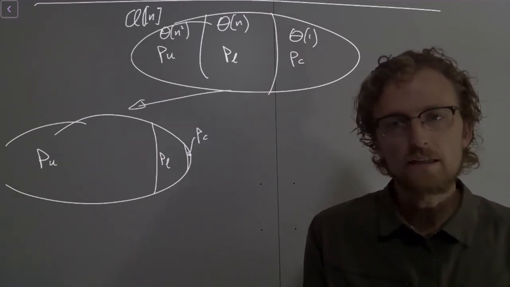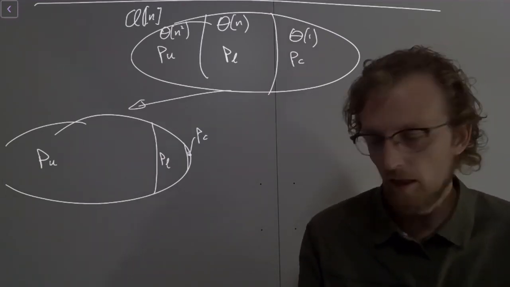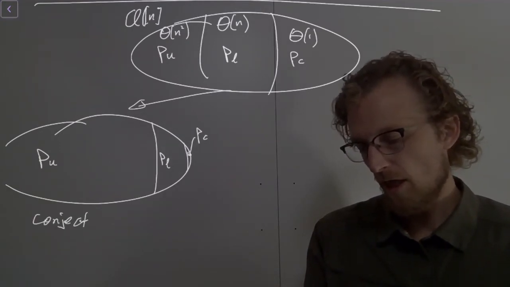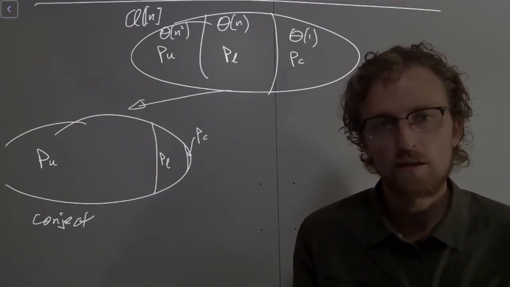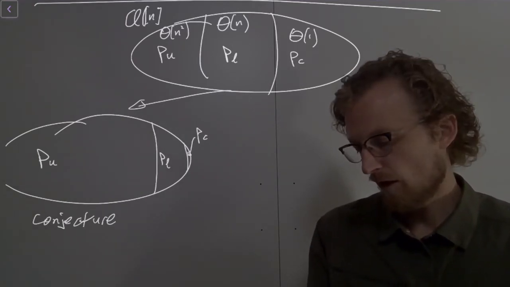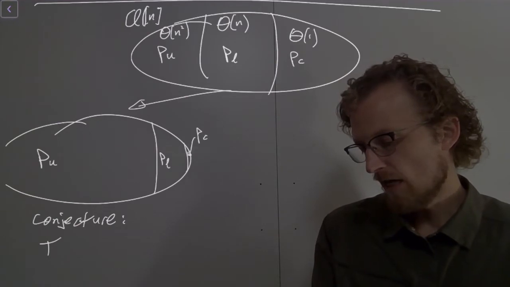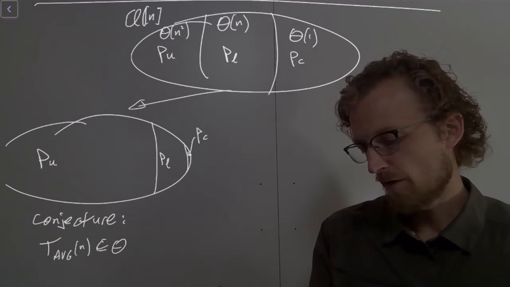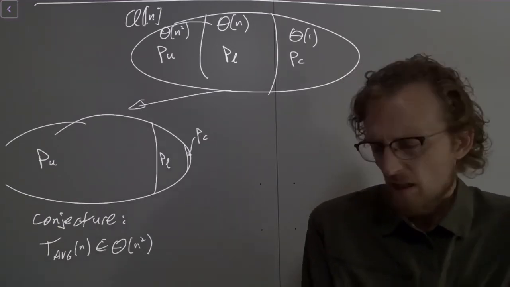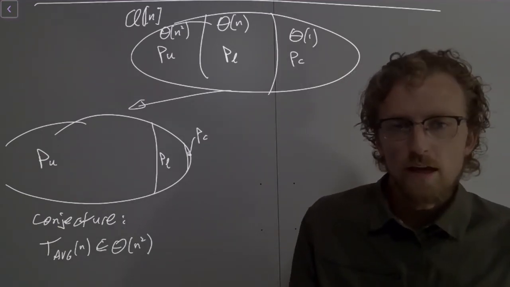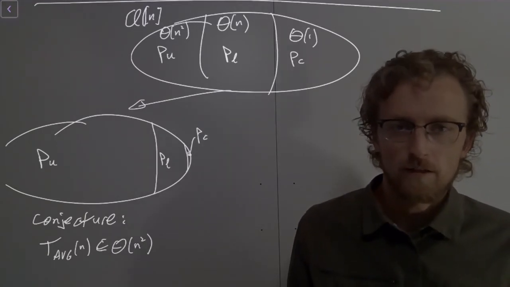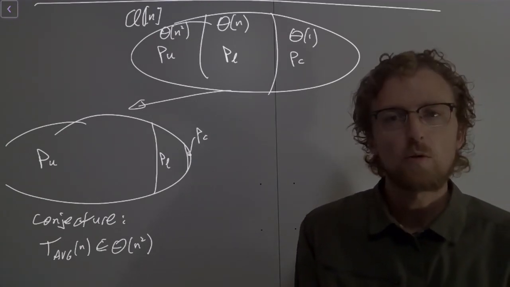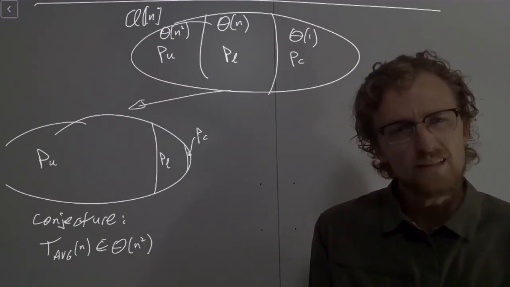So in this case, if the vast majority of our inputs have the worst case running time, then our conjecture is that the average case running time matches the worst case running time. Our conjecture is that T average of n is big theta of n squared, because according to the picture, most of our inputs have an n squared running time. And n squared is quite a bit bigger than n, so we would expect the n squared to dominate.